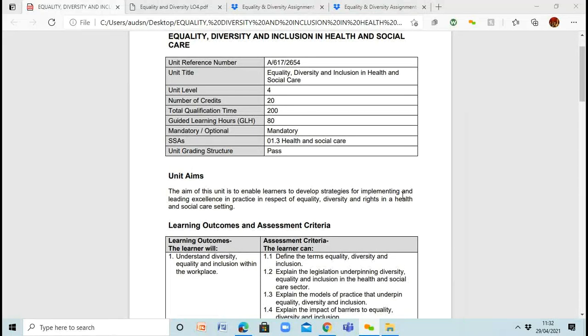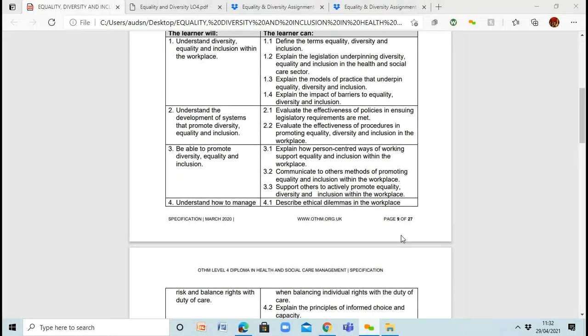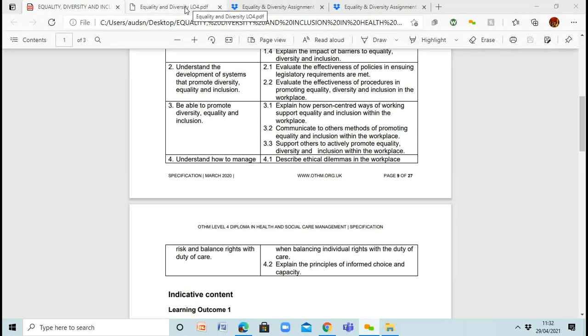So we're looking at equality and diversity and inclusion again today, but we're looking at learning outcome 4, which is understand how to manage risk and balance rights with duty of care. Now there's only 2 assessment criteria in here. So for 4.1, we're going to look at describe ethical dilemmas in the workplace when balancing individual rights with the duty of care. And then 4.2, explain the principles of informed choice and capacity. So we're going to start off with just a bit of key terminology, explaining a few things, and then we'll make a start into the assessment criteria.